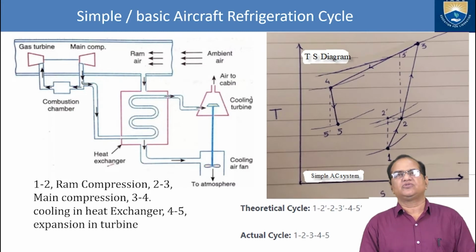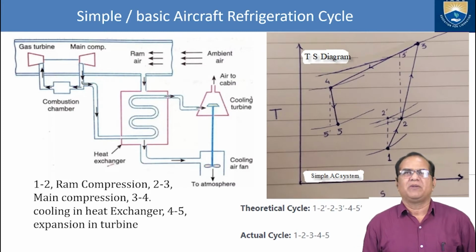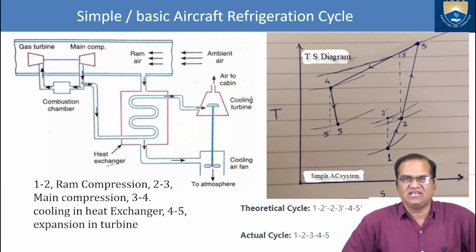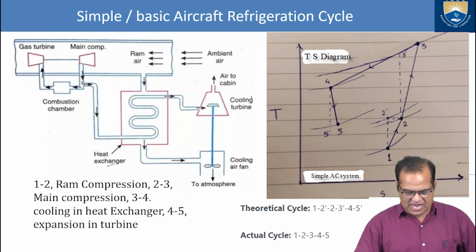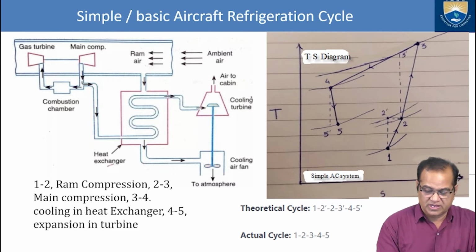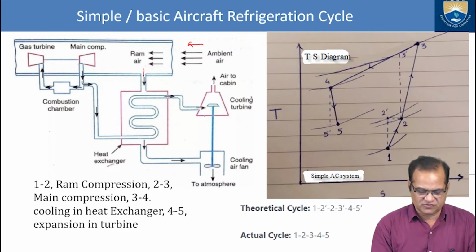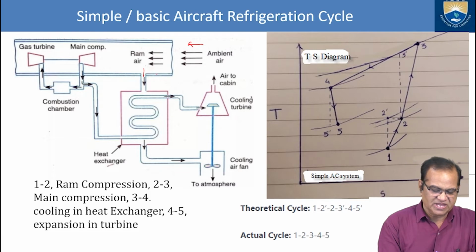Here I am going to discuss the simple basic aircraft refrigeration cycle. Here I have shown a very simple diagram. If you see here, ambient air is passing from this side. It is entering the channel. This is called the ram air. Some part of the ram air enters this first one, which is called the heat exchanger. Then it goes to the main compressor.